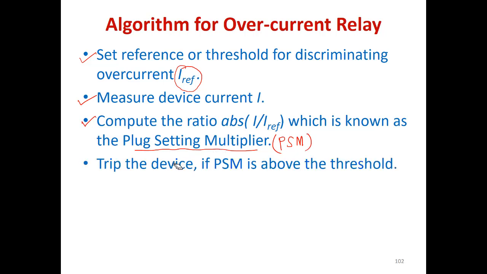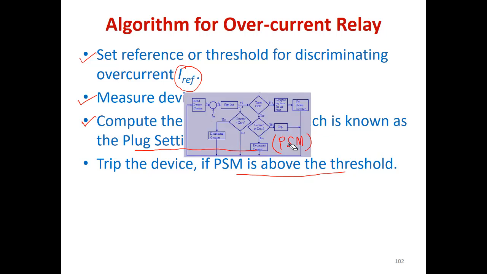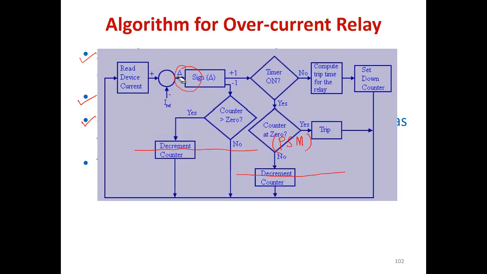Then the device trips if the PSM is above the threshold. So whatever threshold we have set, if the PSM is greater. So for PSM also we put some threshold, right? Then when the PSM is above the threshold, it trips. So this is the simple algorithm for the overcurrent relay. We can see here how it plays a very important role, right?